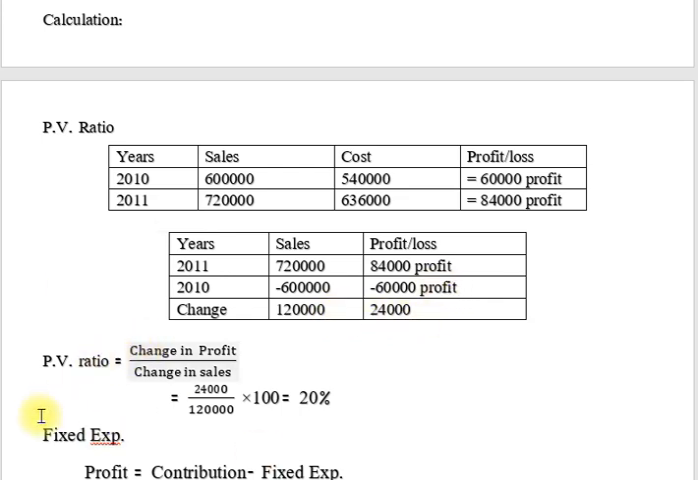You can see here I note down the equation of PV ratio. PV ratio is equal to change in profit upon change in sales. Now we put our sum in this equation. Change in profit 24,000 upon change in sales, which is 1,20,000, multiply 100. So friends, the answer is 20%. Here we find out our first answer: PV ratio is equal to 20%.